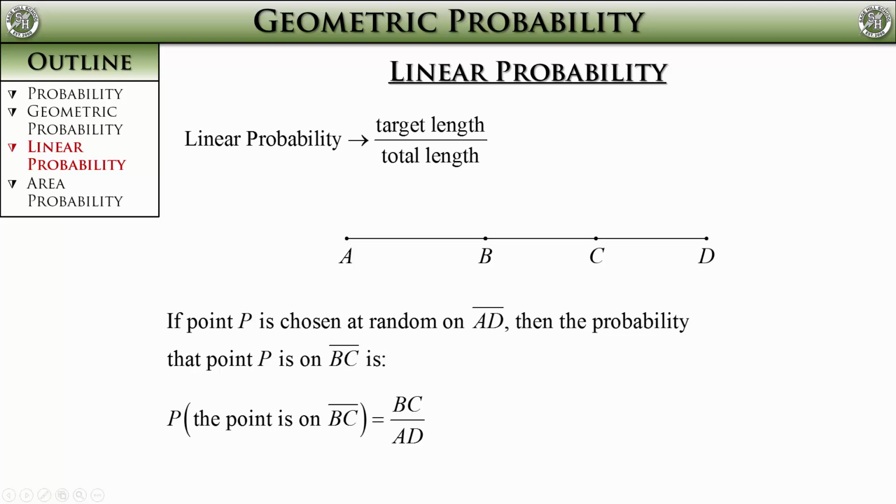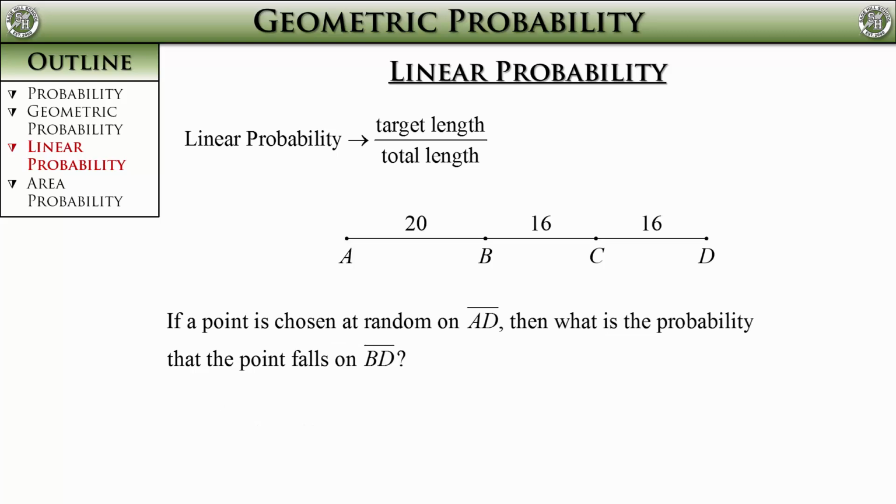Here is a more detailed look at what linear probability will look like. Here is a line segment, and we are choosing a point at random on line segment AD. The total number of places our point can land is the length of AD, so that goes on the bottom of our fraction. Our target is line segment BC, so the length of BC goes in the numerator. That's all there is to it.